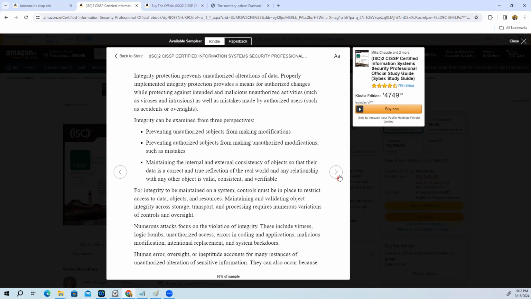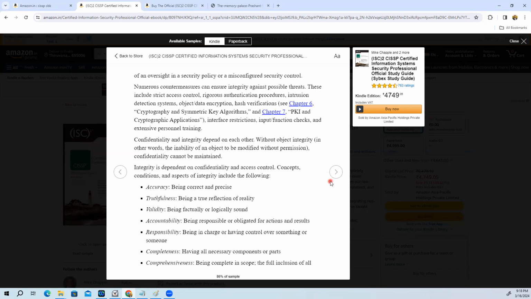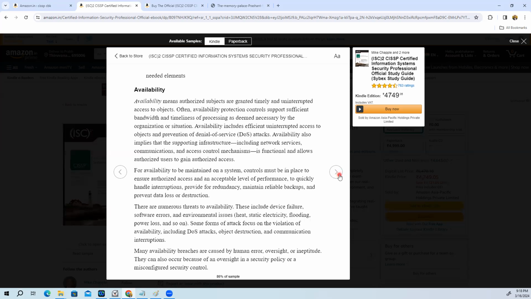Again, numerous attacks. So instead of reading the entire paragraph, you don't need to read it in detail. You don't need to remember. When you're reading the paragraph, just understand the key pointers. Now you can see confidentiality and integrity depend on each other. That makes sense, so make a note of that. Integrity depends on confidentiality and access control. Make a note of that. So this is the keyword.